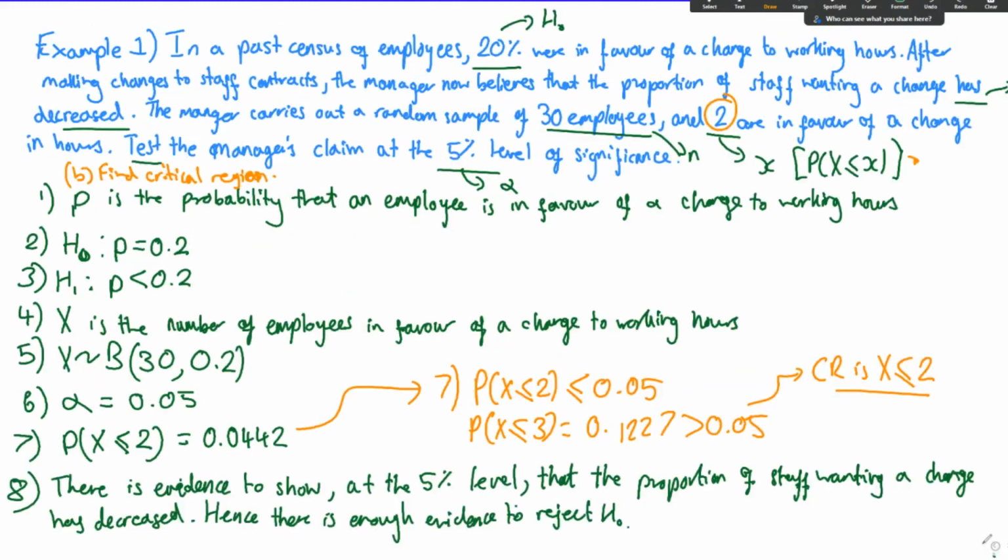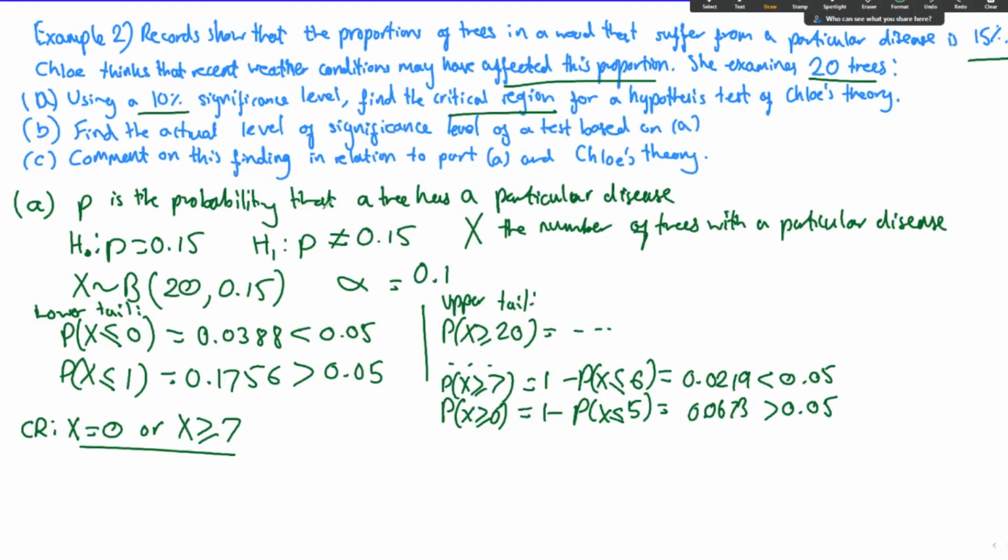So when we have a one-tailed test, we only worry about the one side. In this case, it was the lower tail. So that's why we keep the significance level the way it is. But when we have a two-tailed test, we need to divide the significance level by 2. Okay? And then it asks to find the actual significance level of the test based on A.